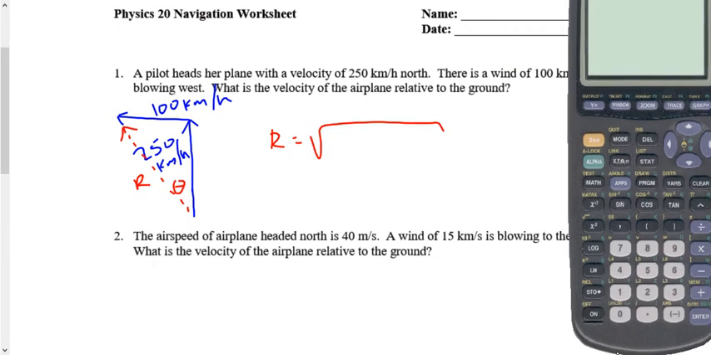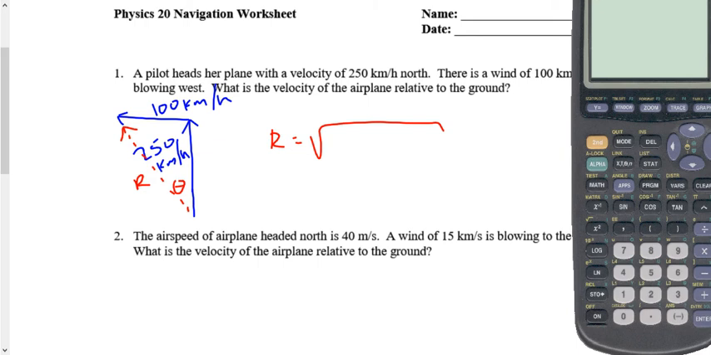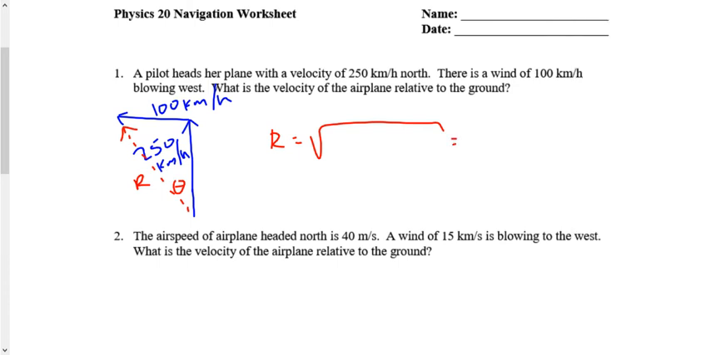Let's say 100 squared plus 250 squared equals whatever, square root that, and we end up getting an R value of 269, or around that to 3 digits. Yeah, it would be 269 kilometers per hour.